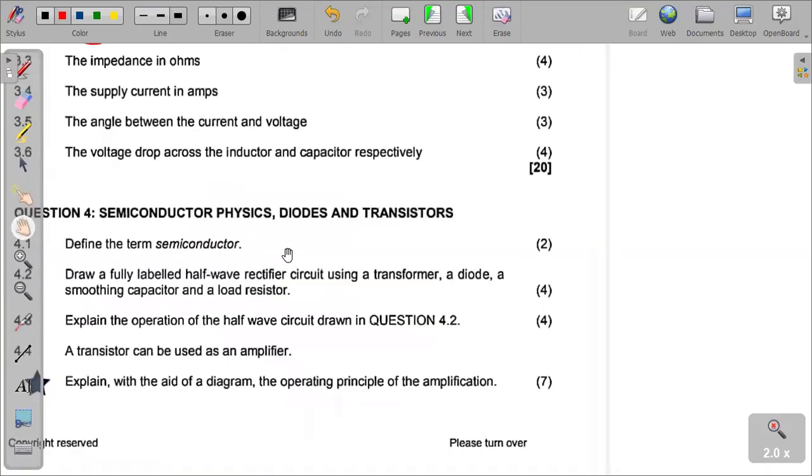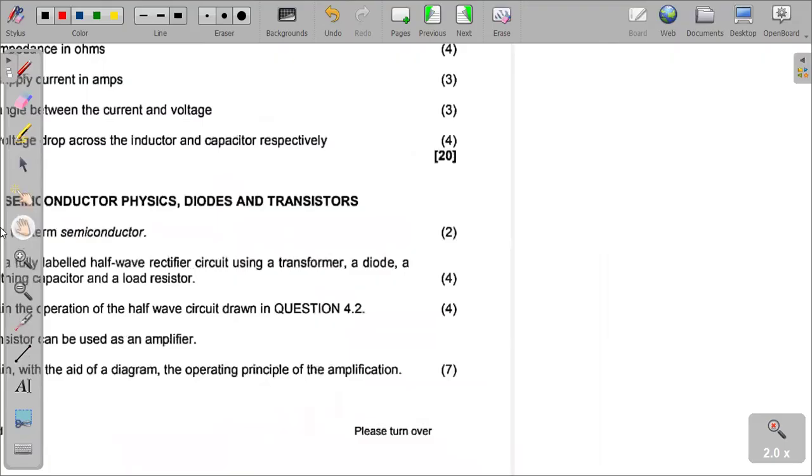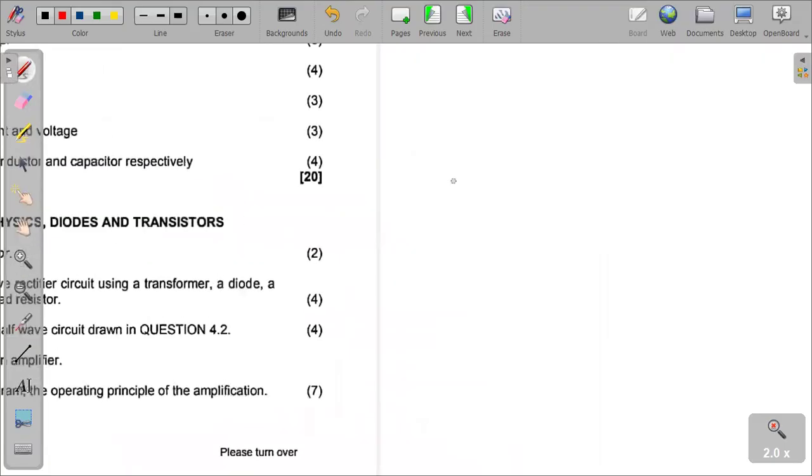So let's go to 4.2. Draw a fully labeled half-wave rectifier circuit using a transformer, a diode, a smoothing capacitor, and a load resistor. So let's try to draw that here. Right, this is how it looks. We have a supply here. We can indicate the supply voltage, the AC supply. Then we have the primary side of our transformer. I'm going to indicate it here. This is marking the primary side of the transformer, and this is the symbol for the transformer, showing the air gap that is in between.